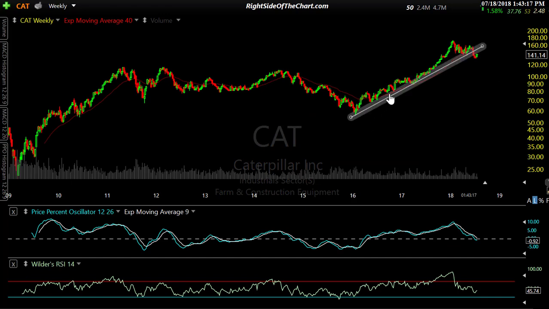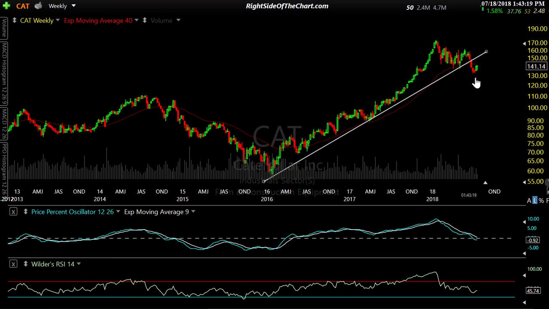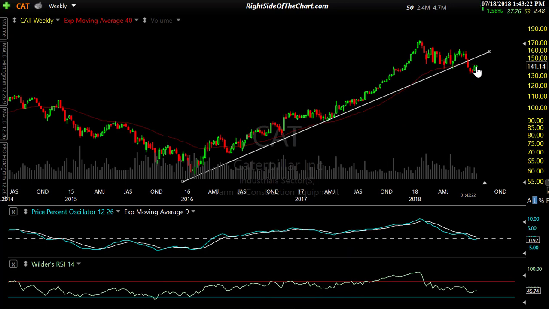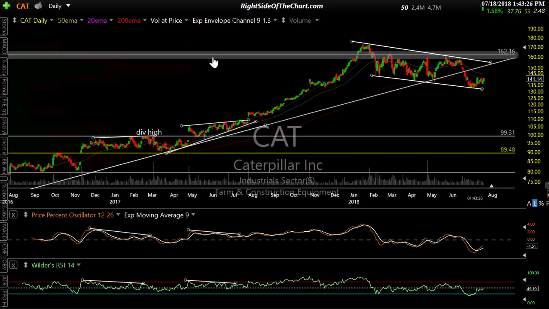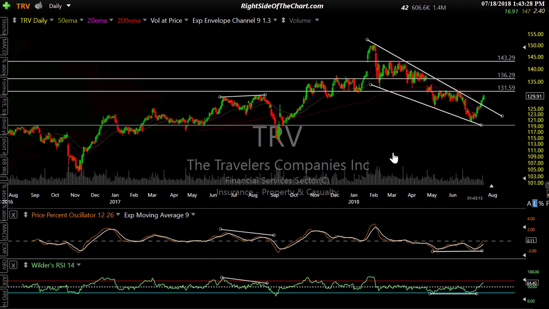But the long-term chart looks bearish because we just broke this trend line here with an impulsive candle, and then we're below that trend line, looking to be flagging. So I would say the outlook for this stock in the coming weeks to months is bearish.